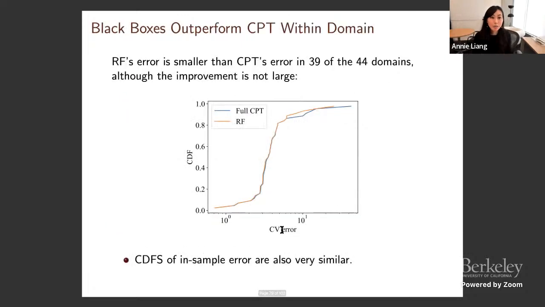Right, that is essentially what we find. So in 39 of the 44 domains, we find that the random forest out-of-sample error is smaller than the out-of-sample error of the economic model. Okay, the improvement doesn't turn out to be large.